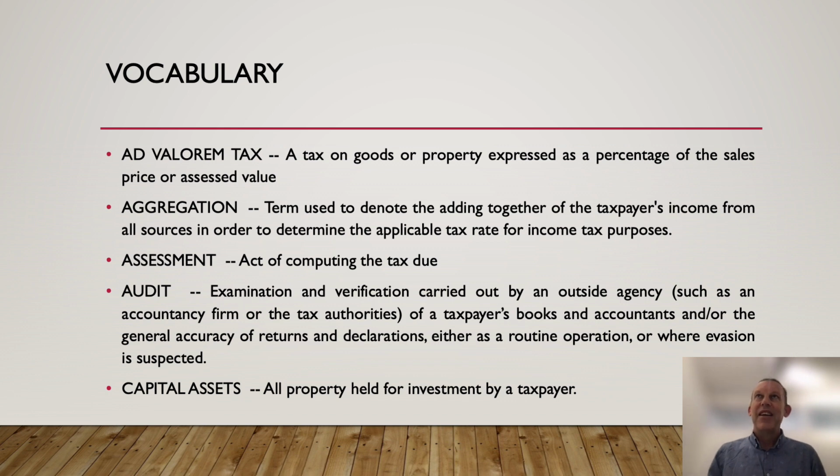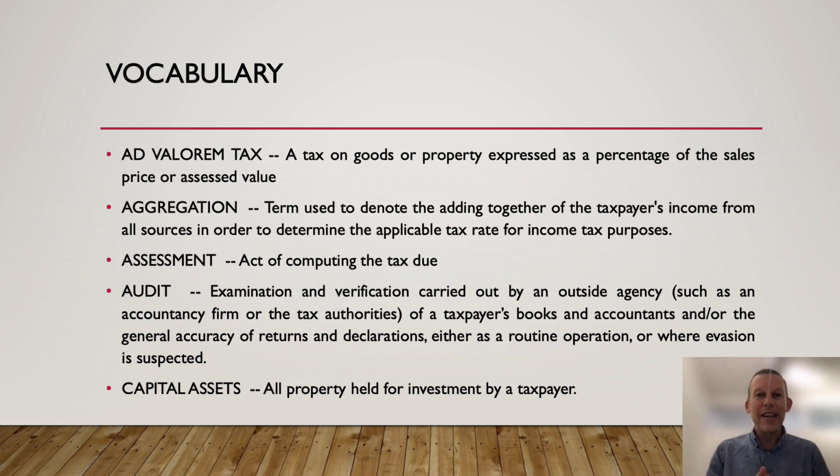Aggregation. When we have income, it sometimes comes from multiple sources, and we aggregate those sources to get our total income. So aggregation is used to discuss adding together income from all sources to determine your total tax liability. Assessment. This is the act of computing what you owe as a tax. It is assessing your income and your deductions and your credits for a year and using accounting principles to come up with how much tax you are owed.